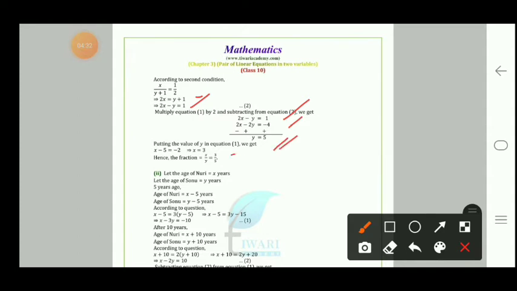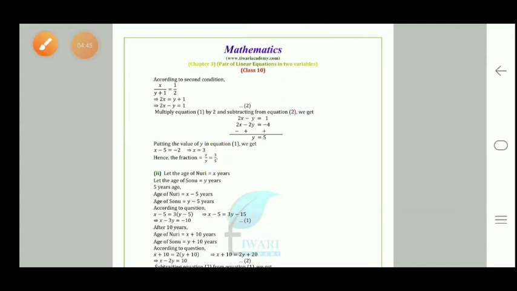Now putting this value of y in equation number 1, we have x minus 5 is equal to minus 2 and x is equal to 3. So hence the fraction x upon y is equal to 3 upon 5, which is the required answer. Now moving towards the second part. So now the result is 3 upon 5.